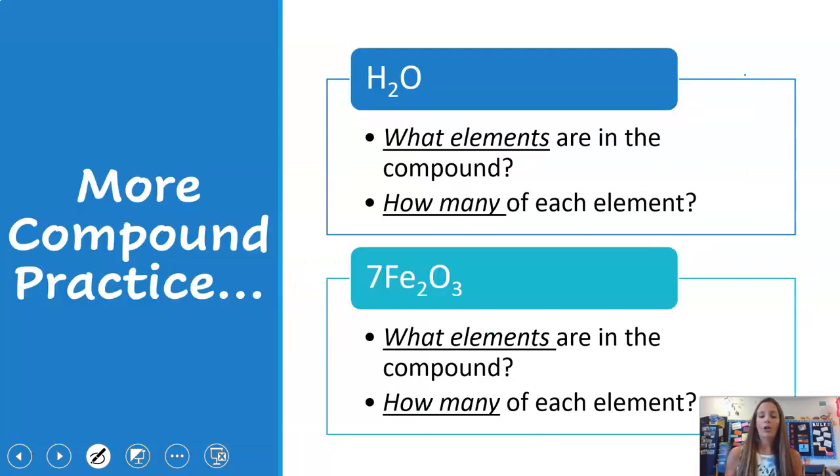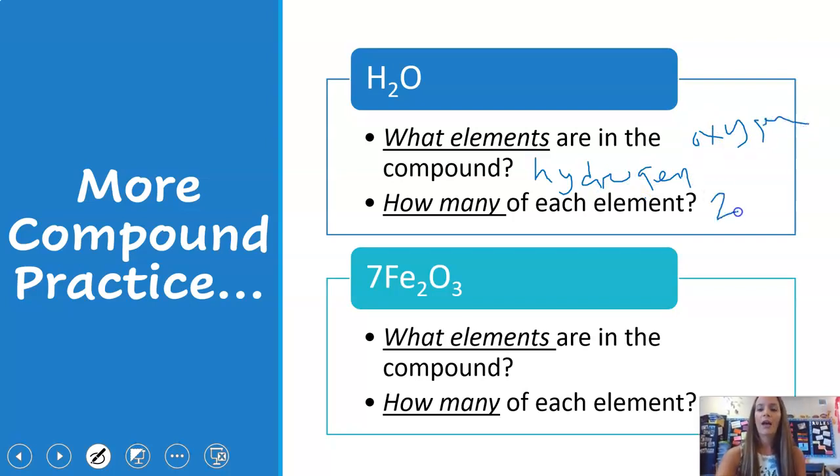Let's practice a little bit more. Pause here and answer the 2 questions that go with each compound. Hopefully, for the first one here, H2O is water. So what elements are in here? We have hydrogen and oxygen. And how many of each? There's 2 hydrogen and 1 oxygen.